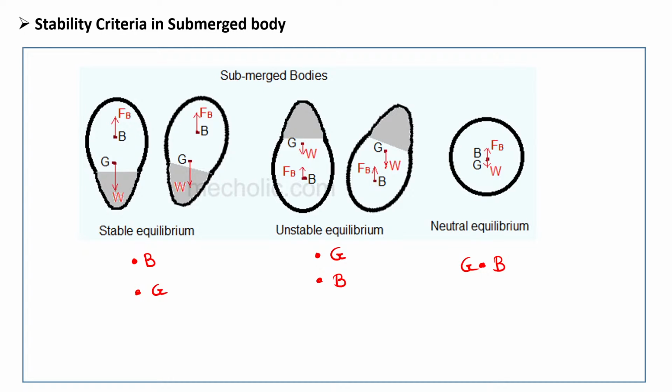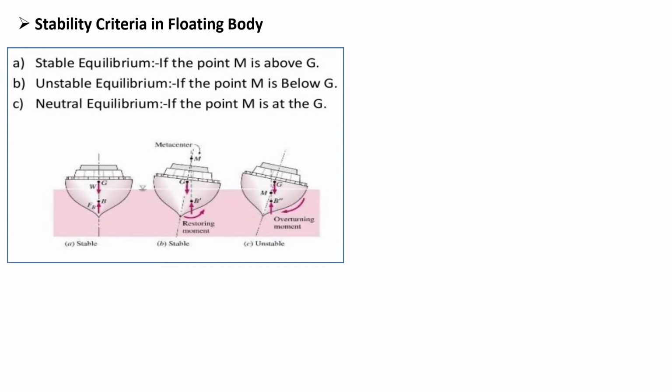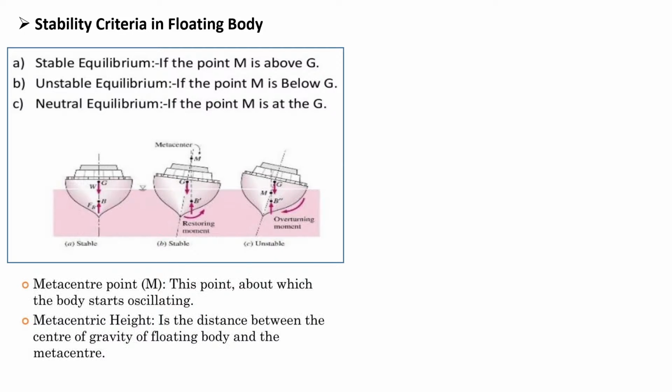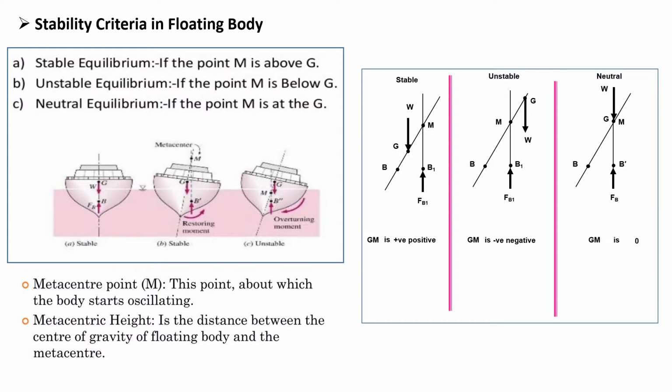In case of floating bodies, apart from these two points, center of buoyancy and center of gravity, one more point is there, that is the metacenter. The relative position of this metacenter and center of gravity will tell us whether the body is in stable equilibrium or unstable equilibrium. For stable equilibrium, if the point M is above G, then it is in stable equilibrium. If M is below G, then it is unstable equilibrium. If M and G coincide, then it is in neutral equilibrium. The metacenter we can define as a point about which the floating body oscillates. So we can see the same thing.